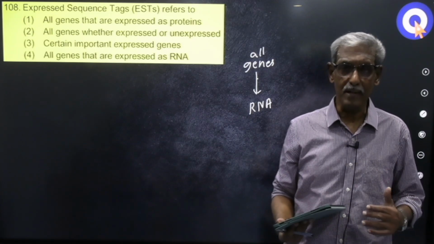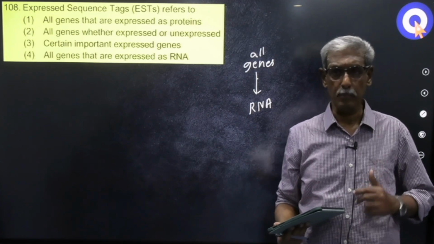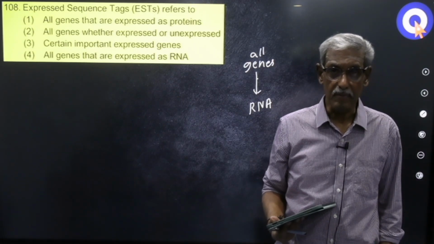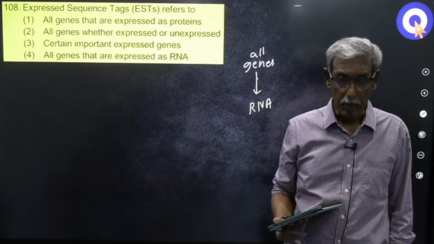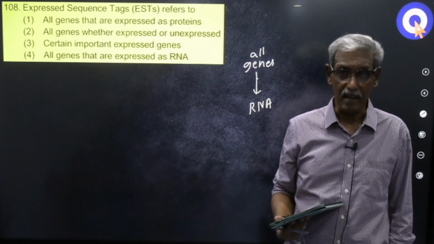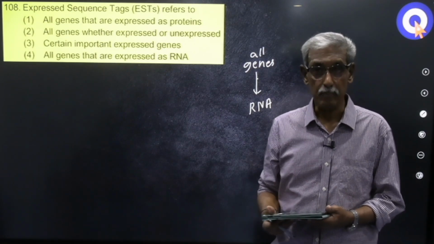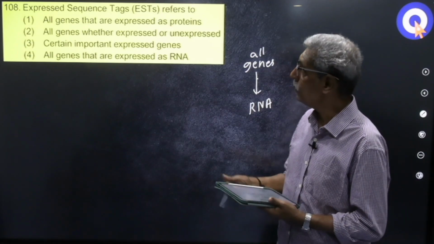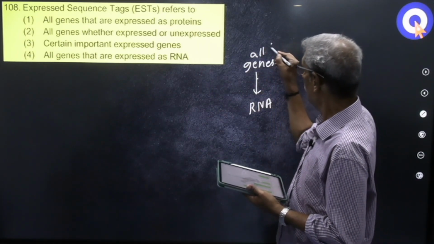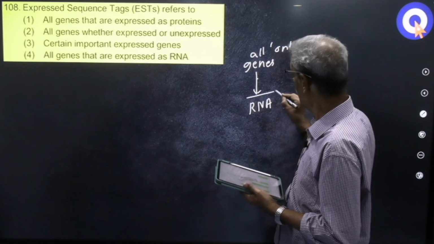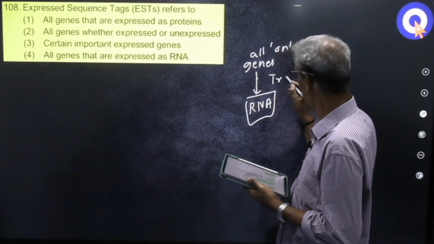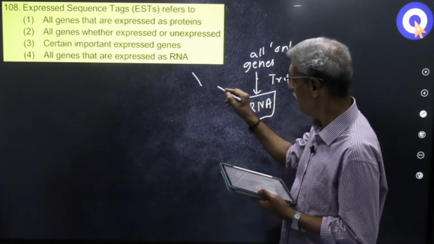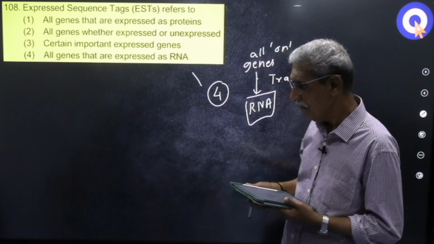And what do you understand by a genetic code? A DNA makes an RNA and an RNA makes a protein. When a DNA makes an RNA, it is called transcription. We are talking in terms of expression. We are dealing with exons, which are expression sequences. And if all the genes which code for RNA are switched on, they are called expressed sequence tags. So all genes which are on and which code for transcription are primarily called expressed sequence tags. So the option here is basically 4. We have the 4th option.